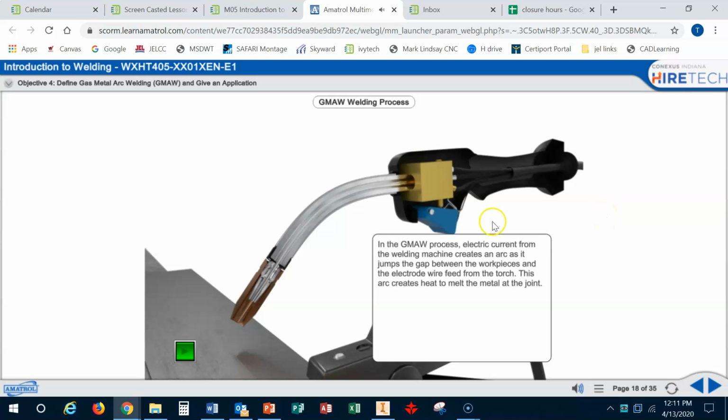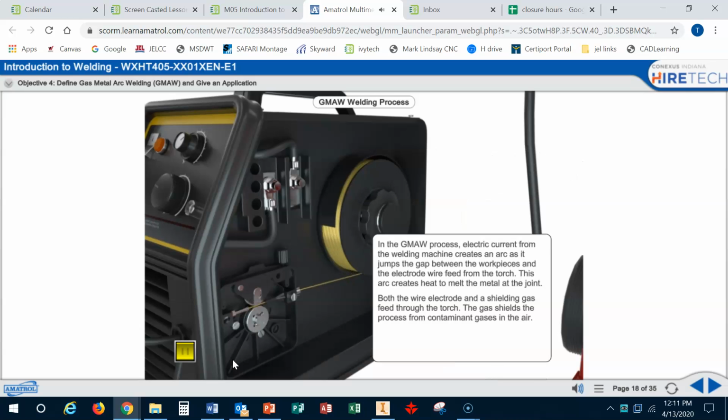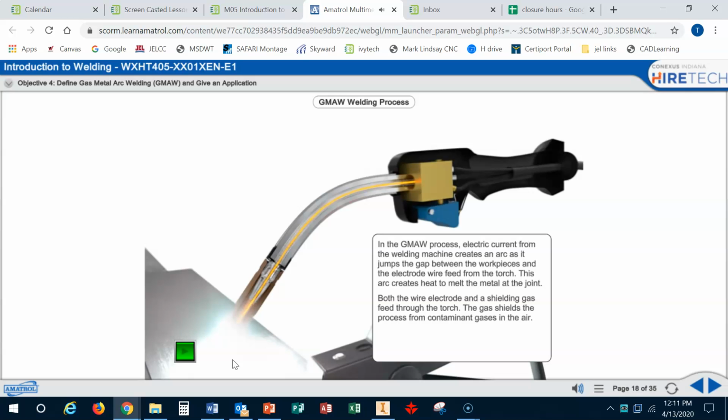In the GMAW process, electric current from the welding machine creates an arc as it jumps the gap between the workpieces and the electrode wire feed from the torch. This arc creates heat to melt the metal at the joint. Both the wire electrode and a shielding gas feed through the torch. The gas shields the process from contaminant gases in the air. In addition to acting as an electrode, the wire also provides filler metal, so it is consumed during the welding process.